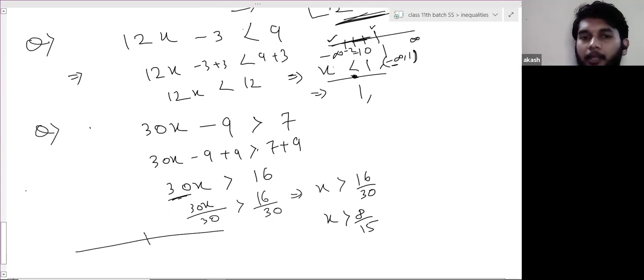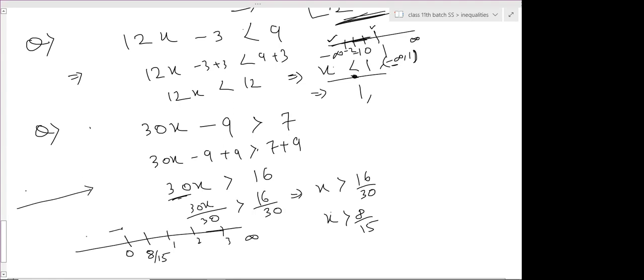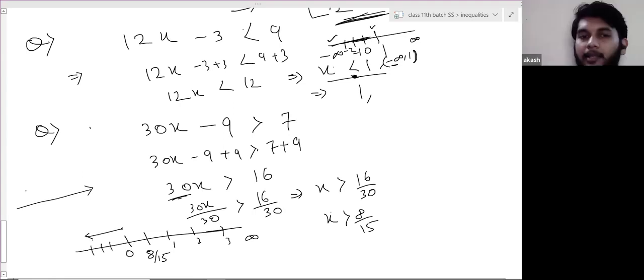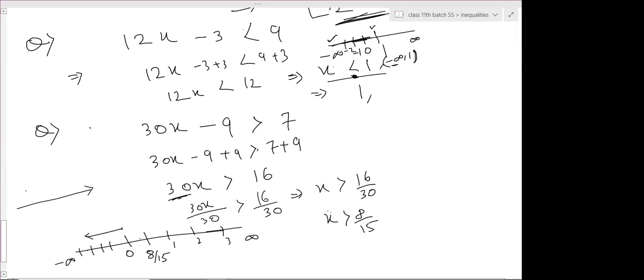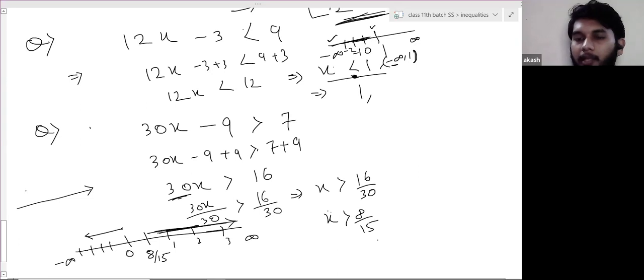In number line, 8 by 15 is this. See, x is more than 8 by 15. Remember this: if you move from left to right in a number line, things get more, right? If this is 0, this is 1, this is 2, and so on. If you move from right to left, then things will become lesser and lesser. So this is minus infinite, all right? So x is more than 8 by 15. Yeah. So which line? This line, from here to here, from right. So what should I write?